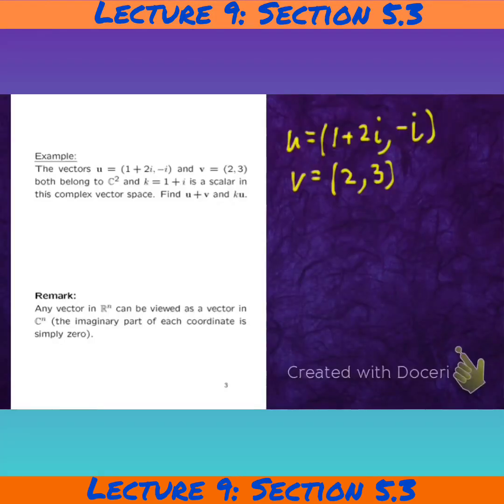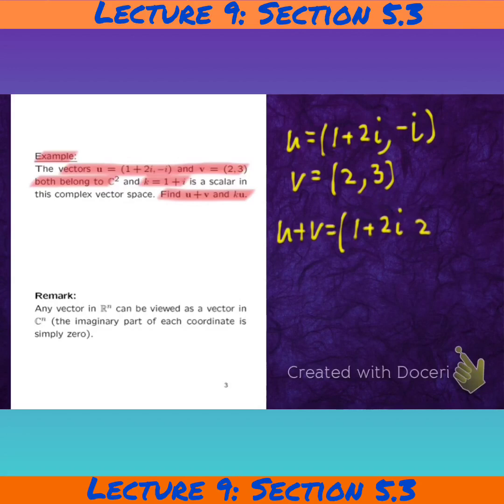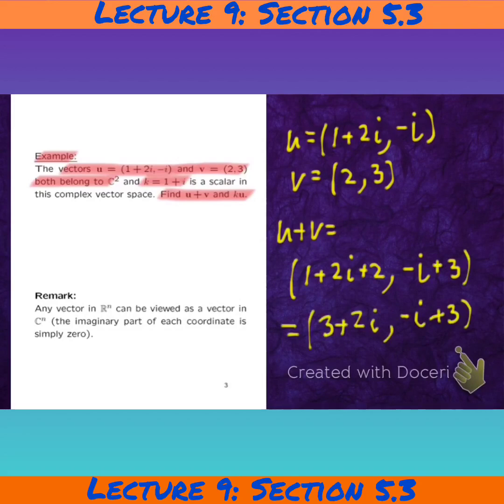Next we've got the example there. If you have two vectors in C2 and k is a complex scalar, they just ask us to find that. Now it works normally, so the sum between u and v is, take that term there, take that term there, take that term there. Okay, so that is how addition works, and then scalar multiplication.